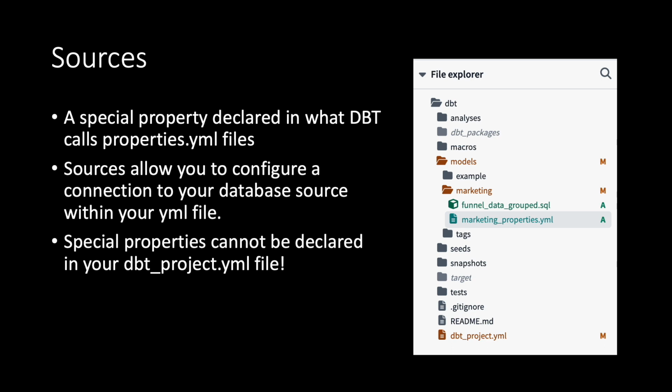What is a source? A source is a special property declared in what DBT calls properties.yaml files. Again, these are files that live within your models resource paths directories. So I created one in my last video called marketing properties right here. These sources are going to be defined within this file I just marked. They're going to allow you to configure a connection to your database source within your YAML file. And on the next slide, I'm going to show you how to do it and why you should do it.